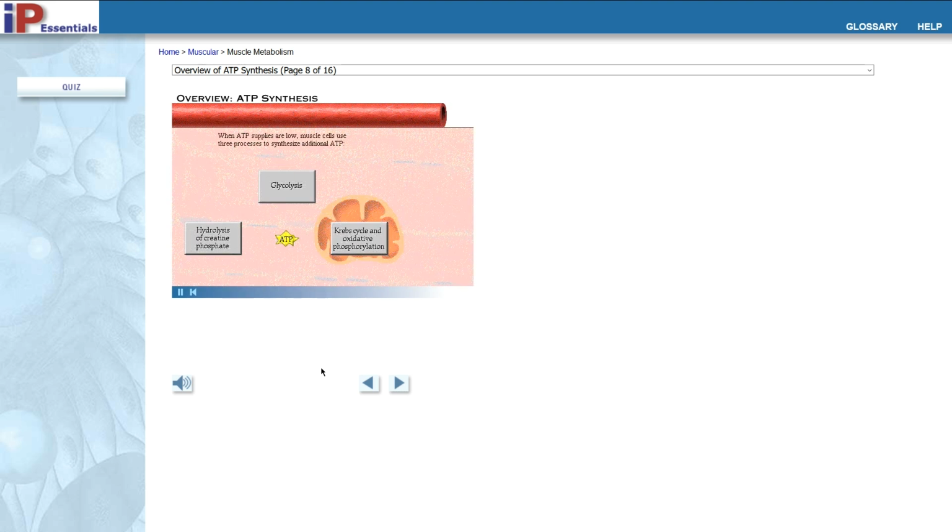When ATP supplies are low, muscle cells use three processes to synthesize additional ATP. 1. Hydrolysis of creatine phosphate. 2. Glycolysis. And 3. The Krebs cycle, also called the citric acid cycle, and oxidative phosphorylation. Click the creatine phosphate box to see its role in ATP synthesis.